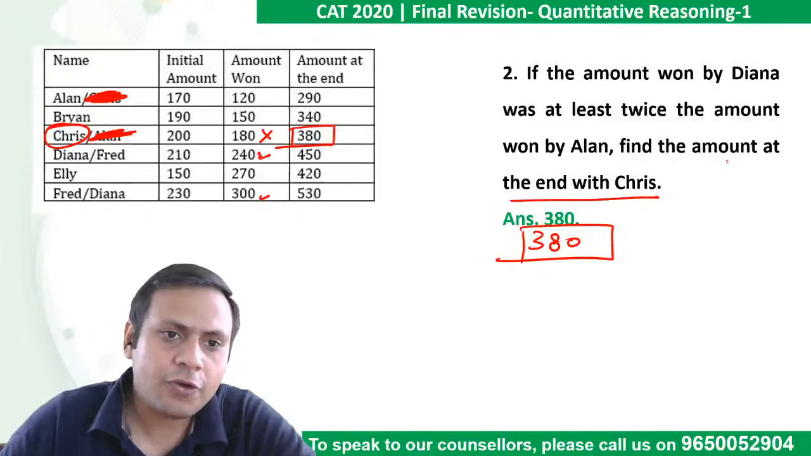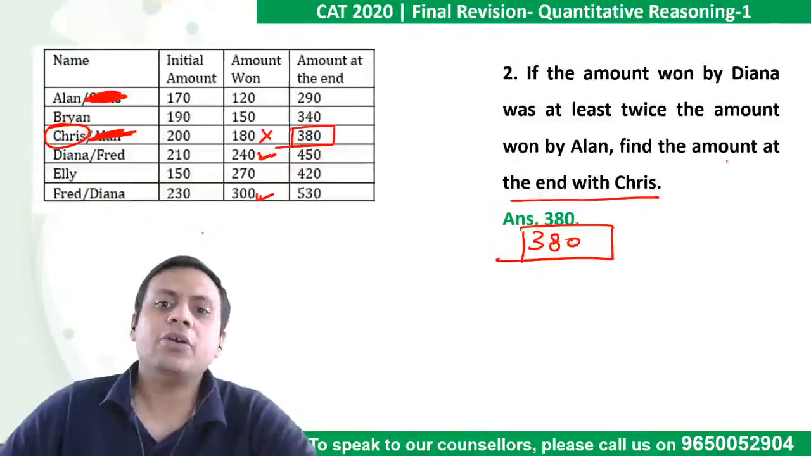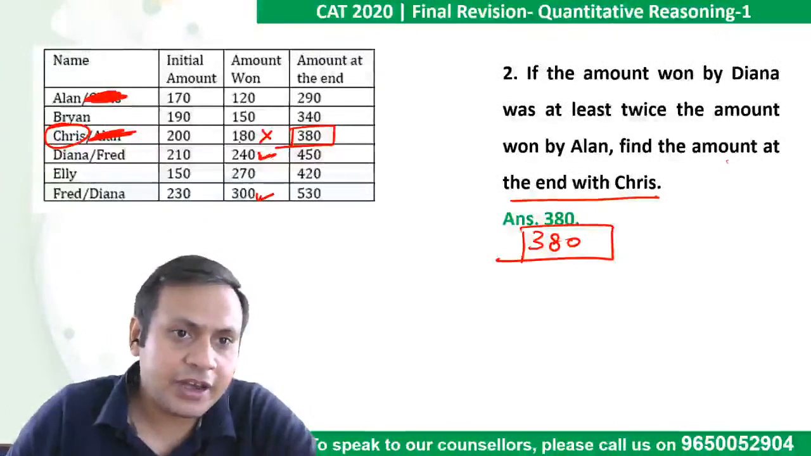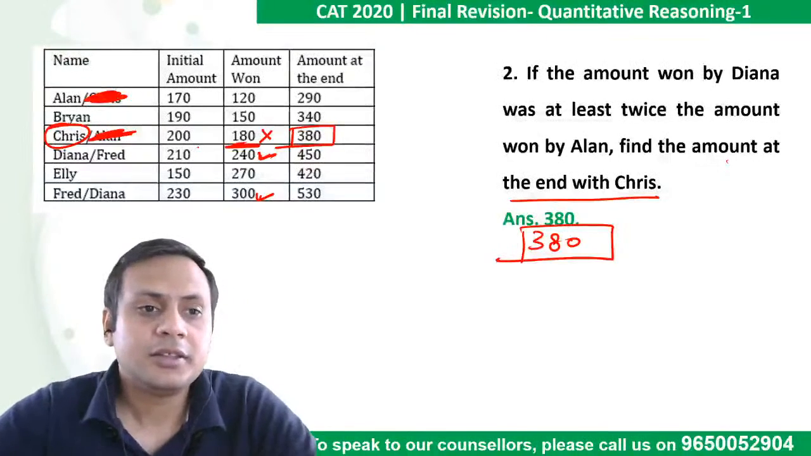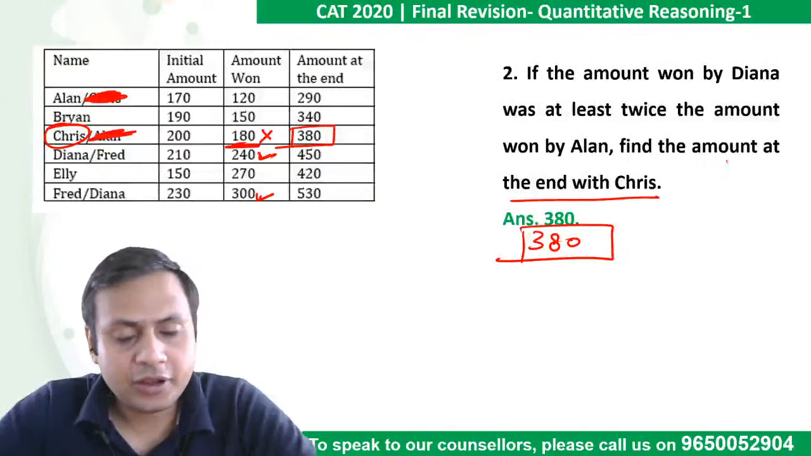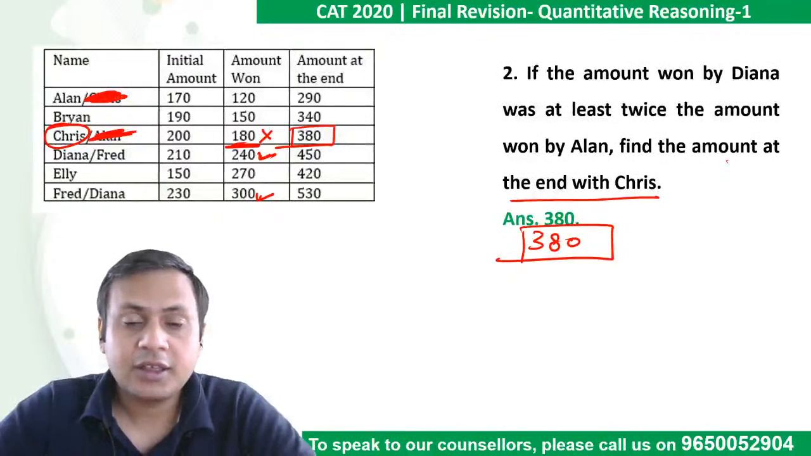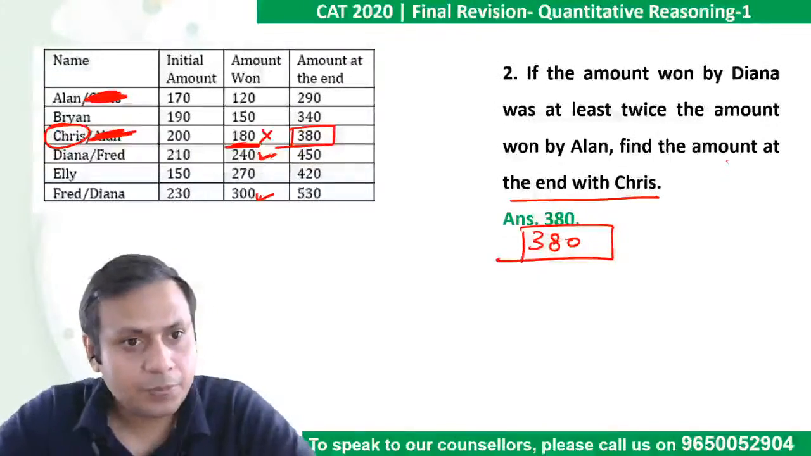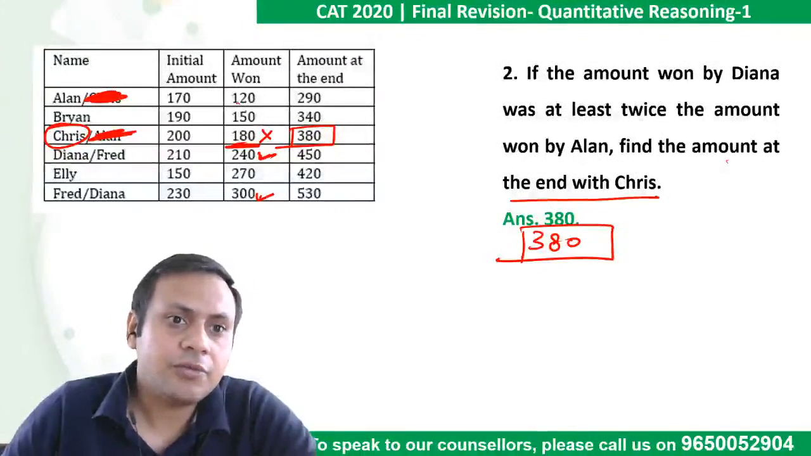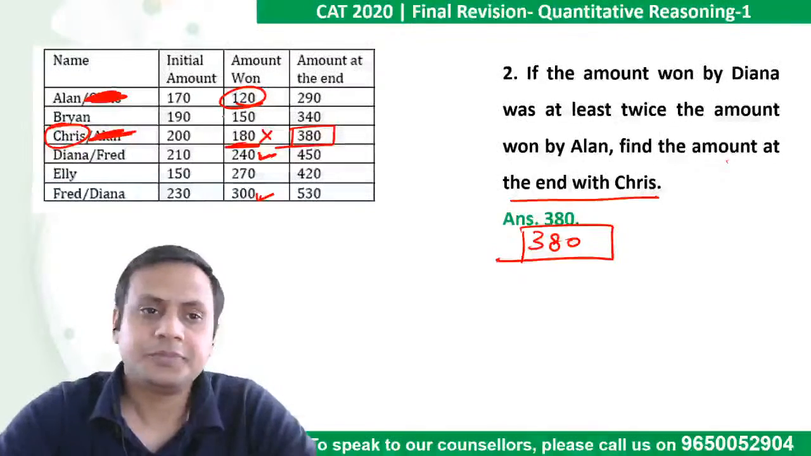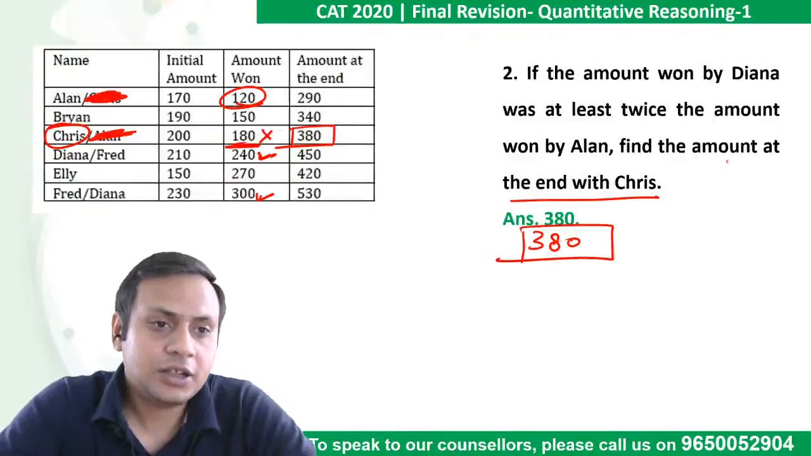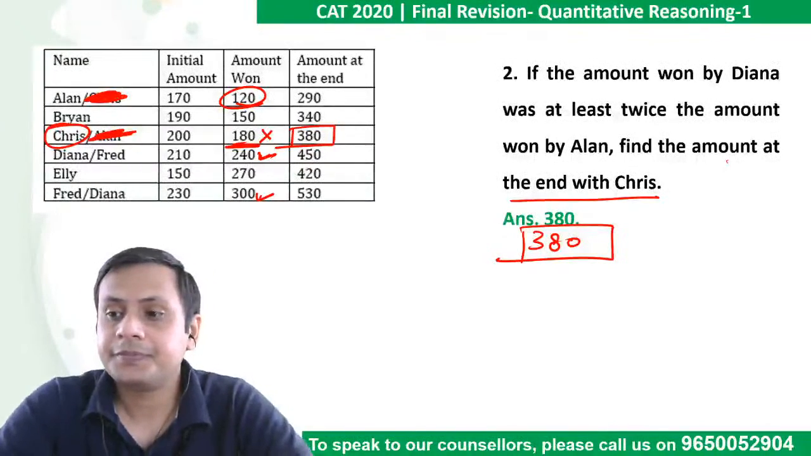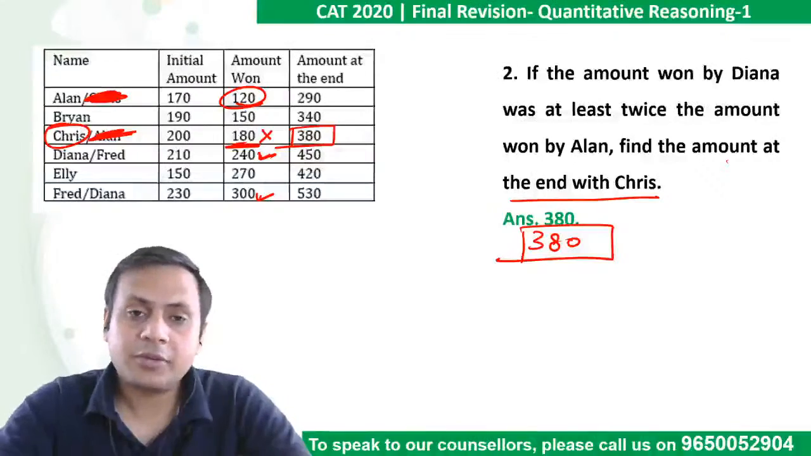Diana won either 240 or 300. The amount won by Diana was at least twice the amount won by Ellen. If Ellen won 180, then the amount that Diana won will not be at least twice. It is less than 2 times. So Ellen can never win 180 rupees. So Ellen must have won 120 rupees. So Krish won 180 rupees. So the total amount with Krish is 380 rupees. Done. That's how we are solving it.